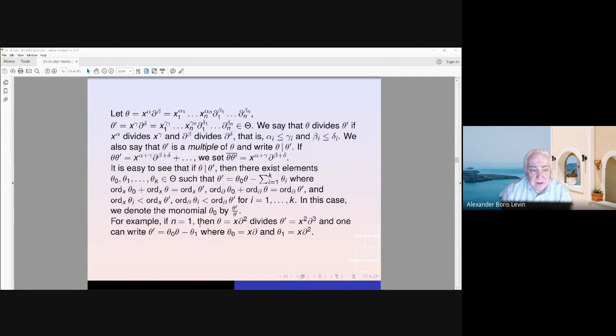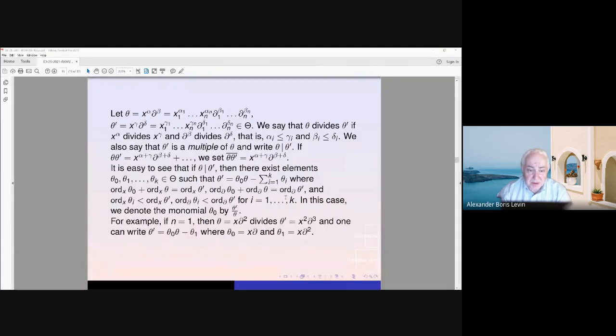Now, for these monomials, we can also consider the concept of division. What does it mean that theta divides theta prime? It simply means that the x part of theta divides the x part of theta prime, and the d part of theta divides the d part of theta prime. So it means each exponent in the first monomial is less than or equal to the corresponding exponent in the second monomial. And we also say in this case that theta prime is a multiple of theta, right? Theta divides theta prime.